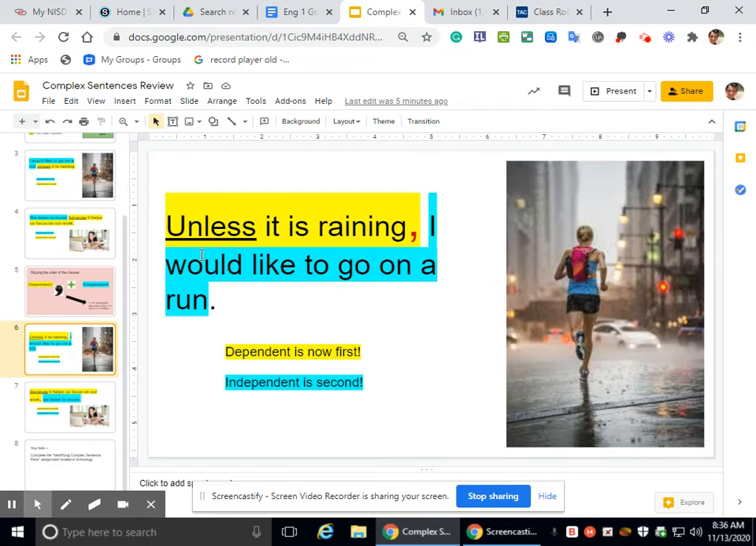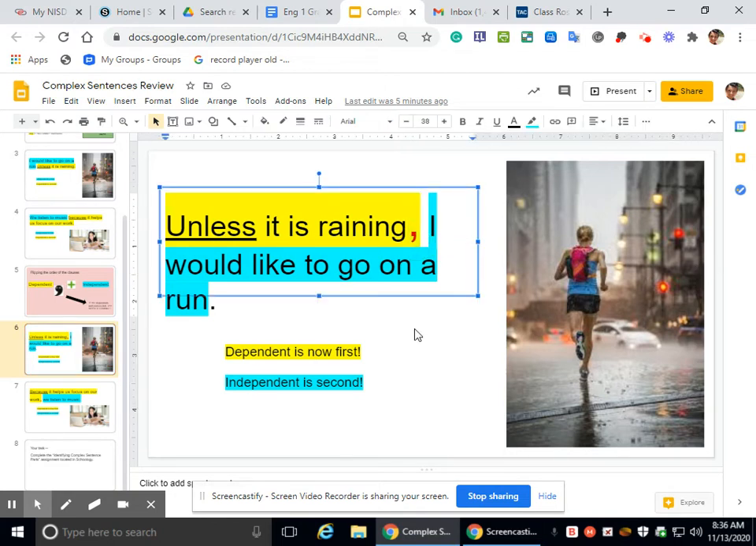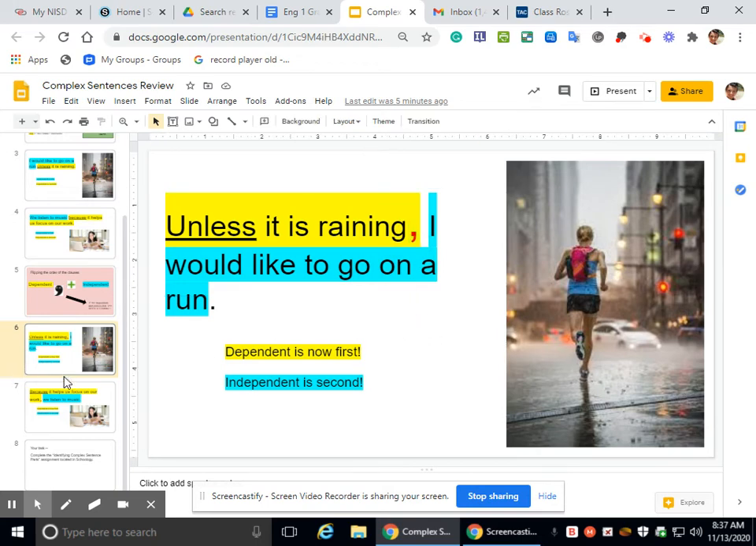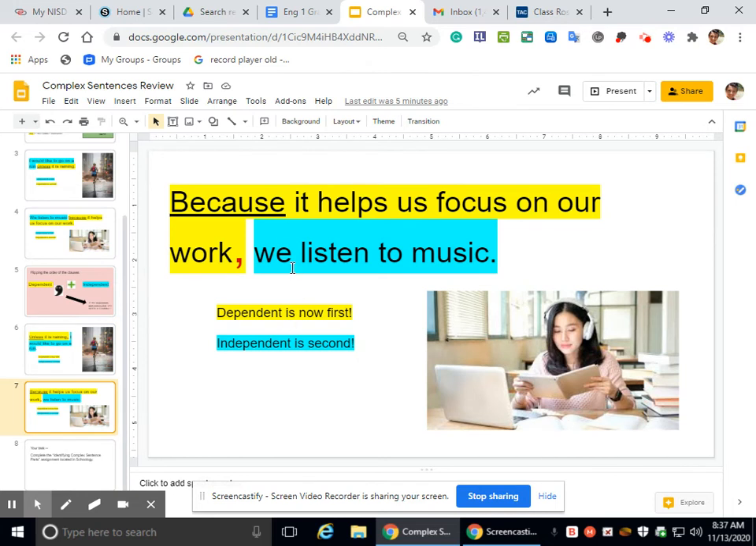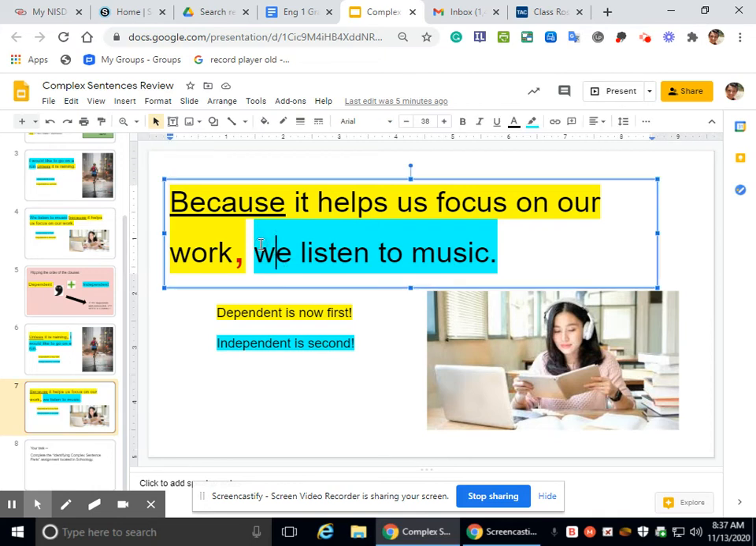This is the exact same example as before. All I did was flip the order, right? So unless it is raining, comma, I would like to go on a run. Same meaning, I just have the dependent first, and so I have to put a comma in between that dependent and independent. All right, let's do one more example. Because it helps us focus on our work, we listen to music. Again, that independent part comes second, right? We begin with the subordinating conjunction, so that means we begin with the dependent part of the sentence, and so we need a comma.